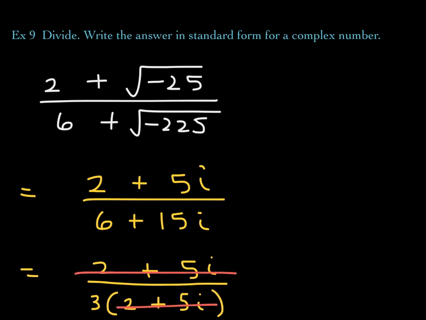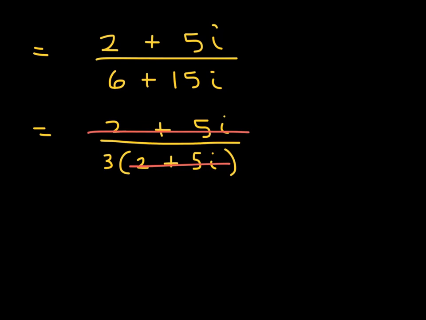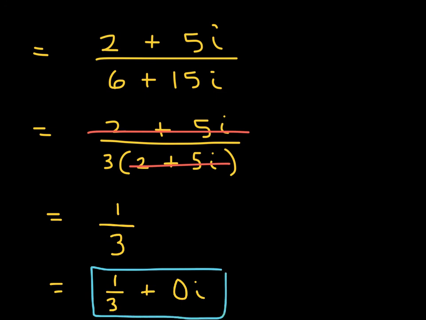And so all you're left with is, man, this problem turned out to be really nice. You're left with 1 in the numerator and just 3 in the denominator. So your answer is 1/3. 1/3 is the answer. But in standard form for a complex number, 1/3 plus 0i. Man, I didn't have to multiply by the conjugate at all because this just simplified really nicely.